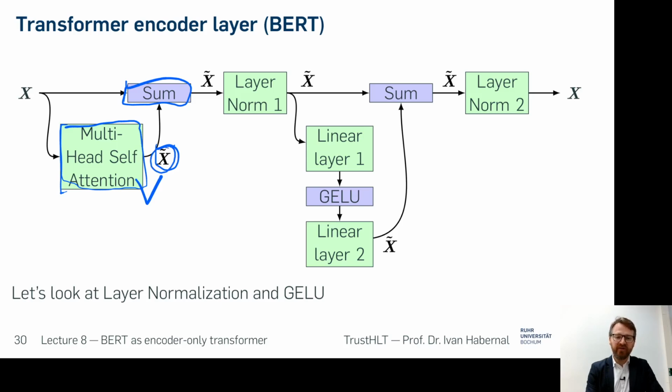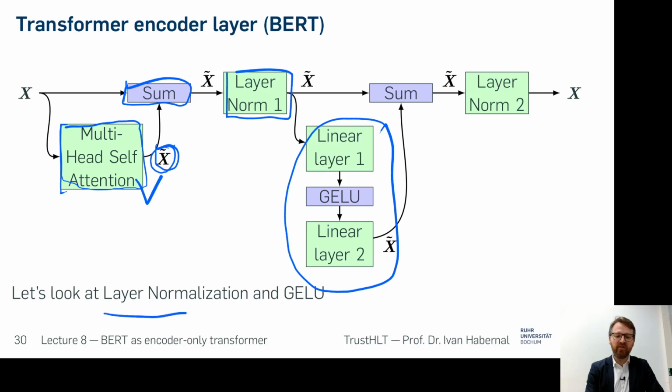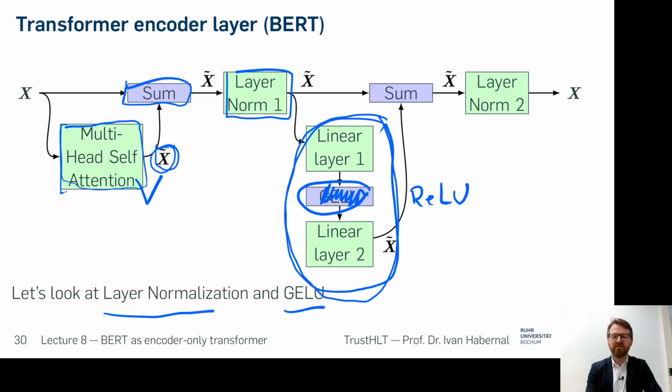So then there are 2 things going on. There's something called layer normalization and there's something even worse. Well, not really. Okay, so let's look at layer normalization and this thing called GELU. Before doing so, let me just replace this with ReLU. Okay, so what is this thing? We have linear projection, some nonlinearity, and some linear projection. What is it? Does it have a name?